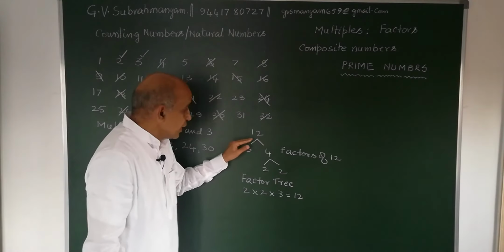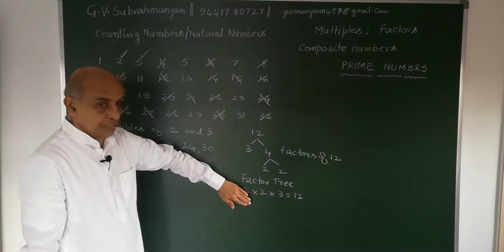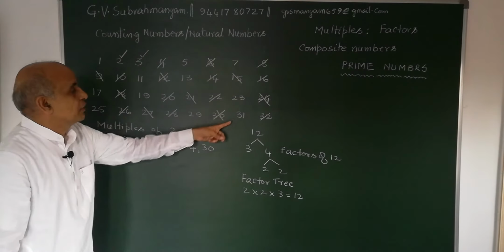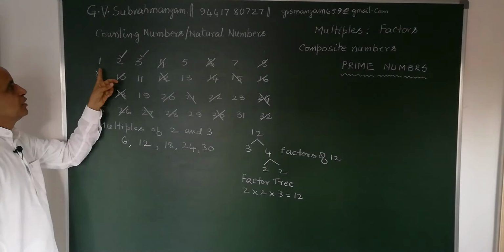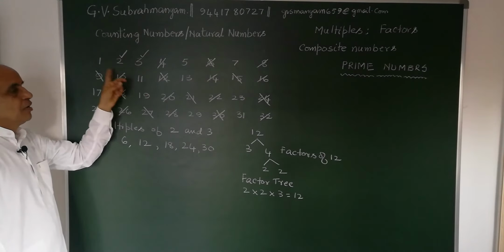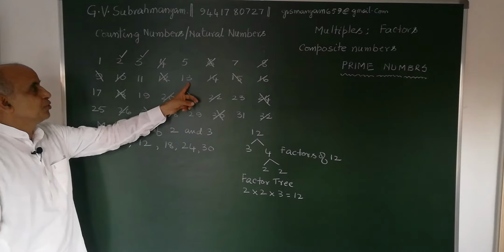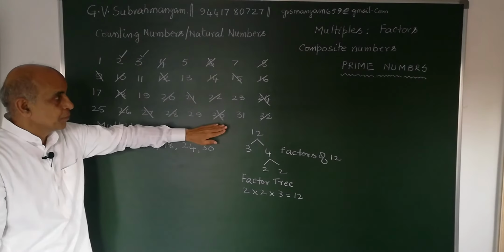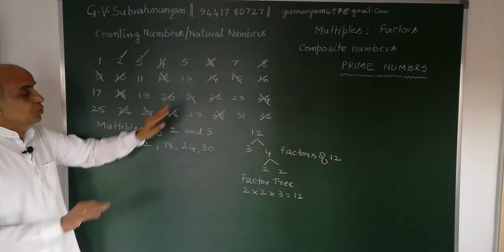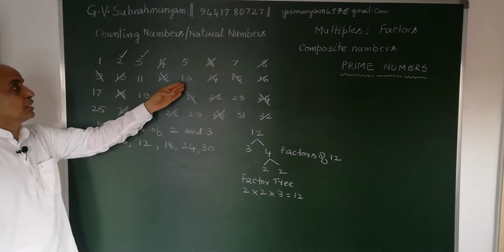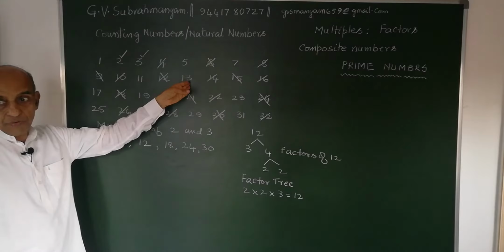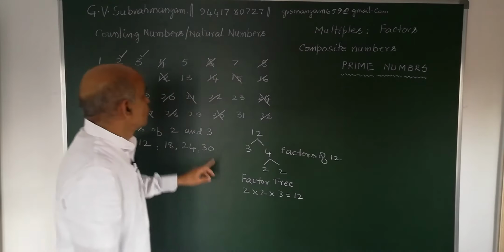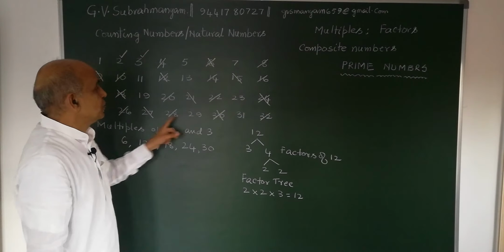Now, any number which has factors other than 1 and itself is composite. Because 1 is a factor of all the numbers you can write. Suppose you take 11, 11 ones are 11; 13, 13 ones are 13. Okay, 1 is a factor of all the numbers. But 13 does not have any factors other than 1 and the number itself. So such numbers are called prime numbers. So these other numbers are called composite numbers.